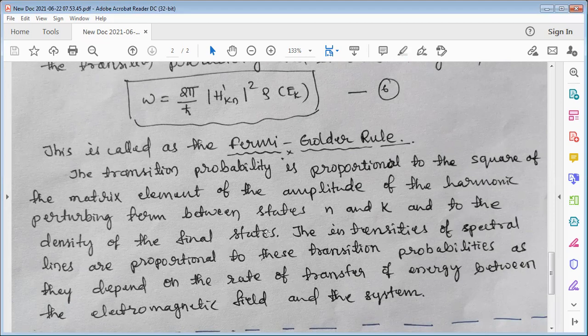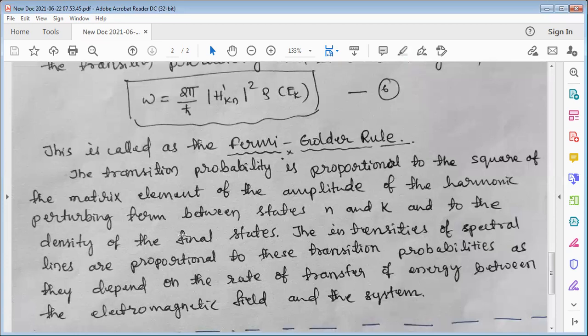Why is it final states? Because we have assumed here that the time is large. So when the time is large, the system has already gone through a transition, and hence only the final terms contribute to the transition, not the initial terms. So that is why ρ(Ek) here gives the density of the final states.